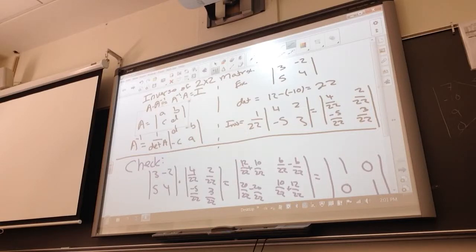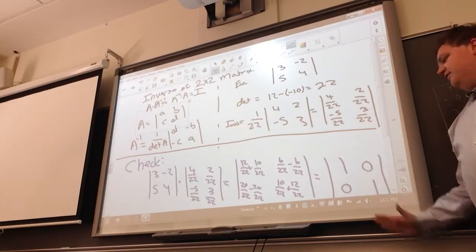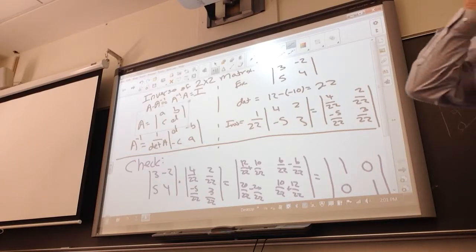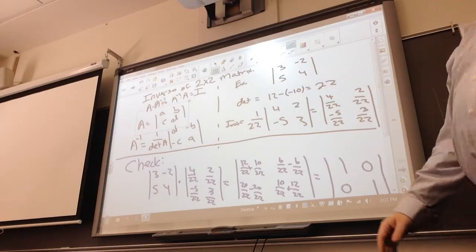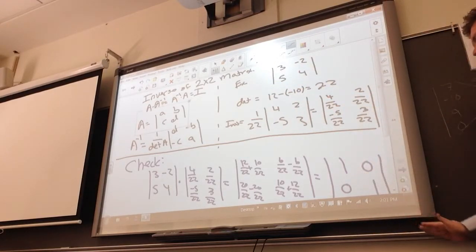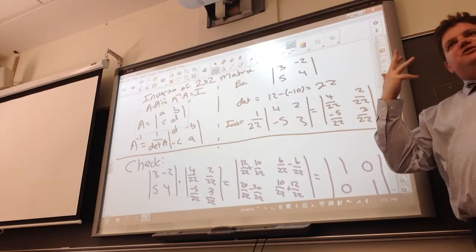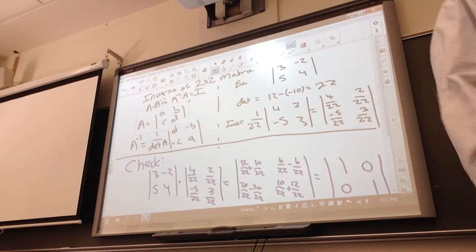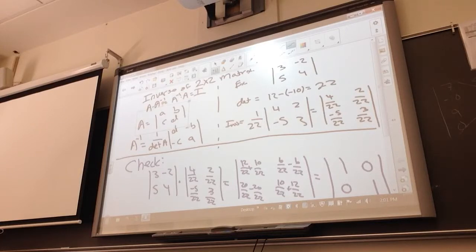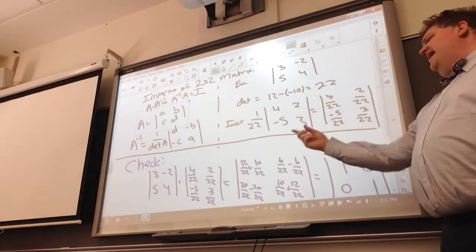Remember, the identity matrix is the one where the diagonals are 1 and everything else is a 0. So if these were two 3 by 3 matrices, I should get a diagonal of 1s, and then everything else should be a 0. Okay? And if I chose two 3 by 3 inverse matrices, that would happen. But that's how you always check.